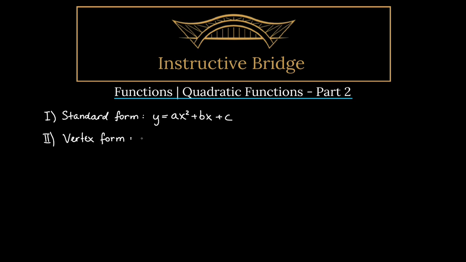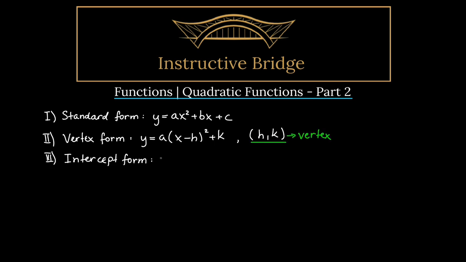The second one is a very crucial one. It's called the vertex form, and it's given by y equals a times (x minus h) squared plus k. In this case, h and k form the coordinates of the vertex of our parabola. And the third one is the intercept form, the more comfortable one, which is given by y equals a times (x minus p) times (x minus q). Now, in this case, p and q are the zeros or x-intercepts of our parabola.